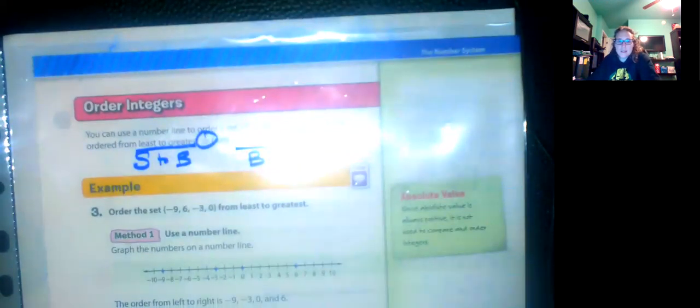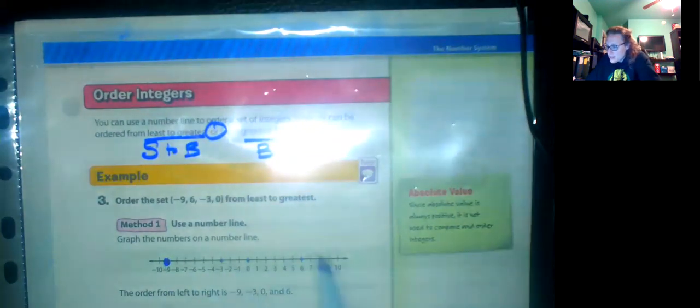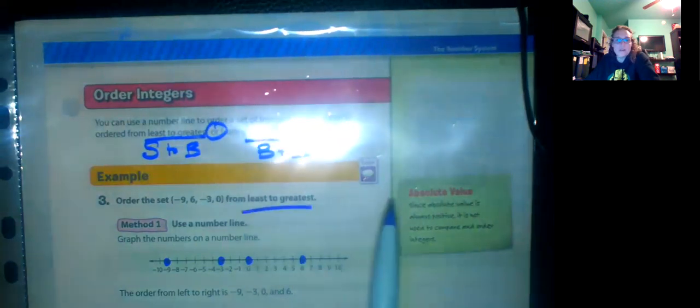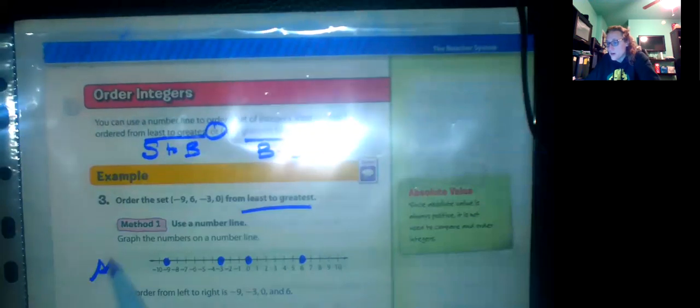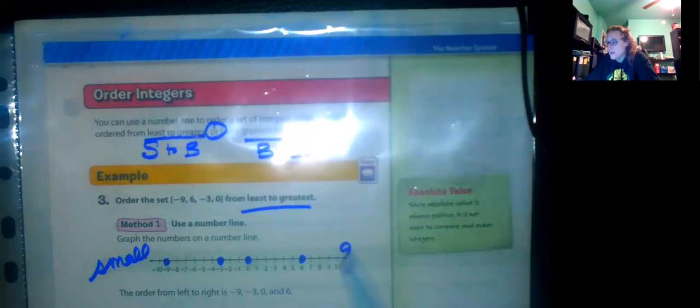So here they show us a list of numbers and they graphed them. So here's -9, +6, -3, and 0. Okay, and then they tell us they want us to put them in order from least to greatest, so from small to big. So remember, the farther you are to the left, you're small. The farther to the right, you're bigger. Okay, so if you're putting them in order, then -9, -3, 0, and ending with +6, small to big.